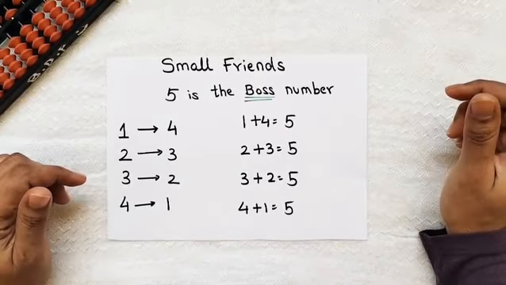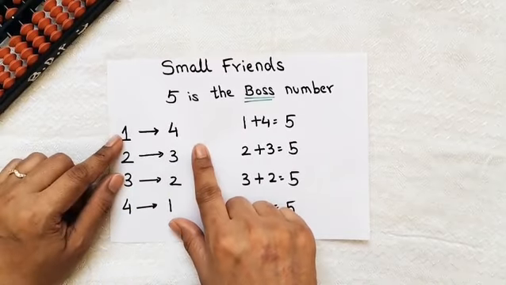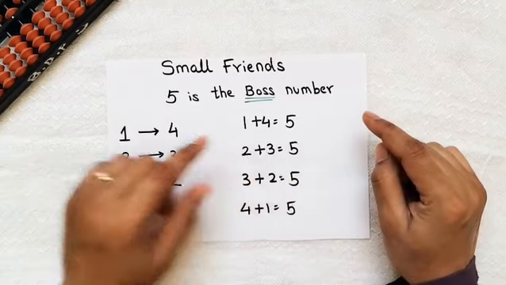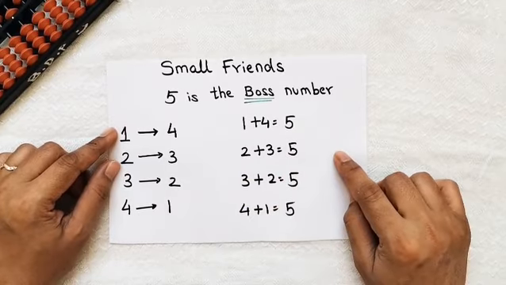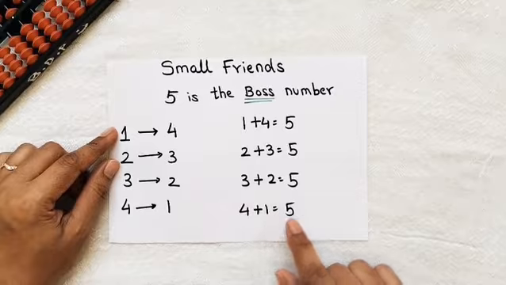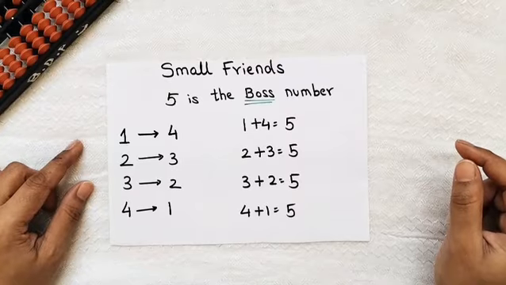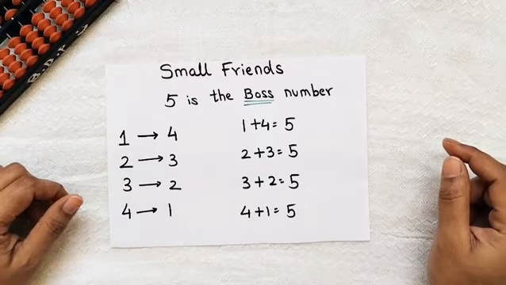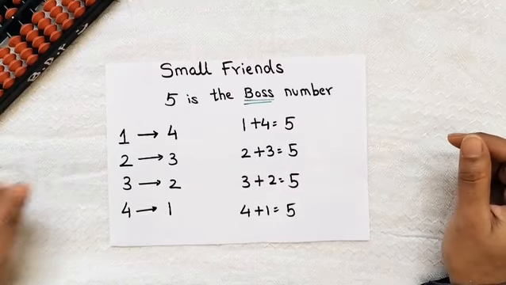Now how do we get small friends? In the small friend, we always have to check. We need to add two numbers. The total should be 5. Now, if we add 1 plus 4, you get the answer 5. 2 plus 3, you get 5. 3 plus 2, you get 5. 4 plus 1, you get 5. So, I can say 1 is the friend of 4. 2 is the friend of 3. 3 is the friend of 2 and 4 is the friend of 1 and 5 is the boss number.